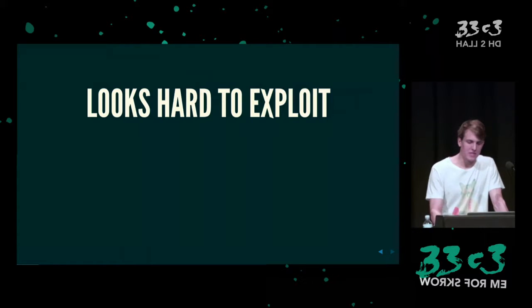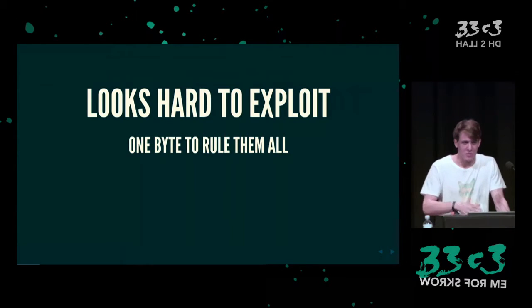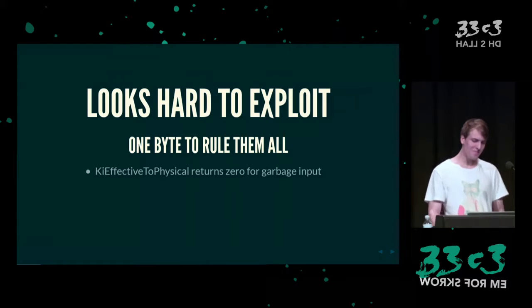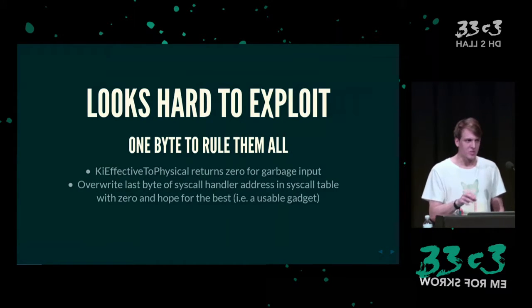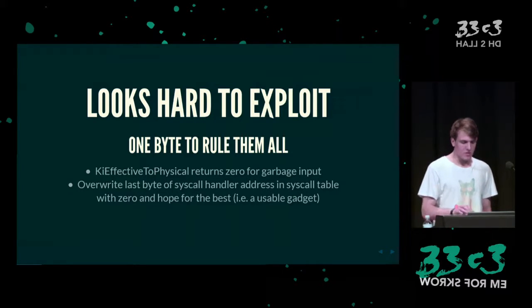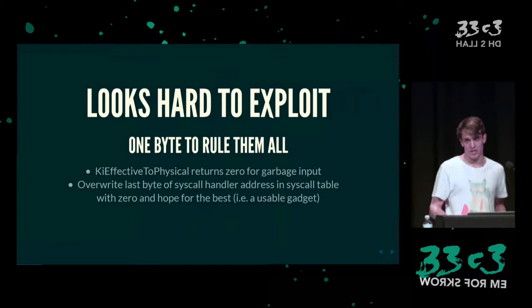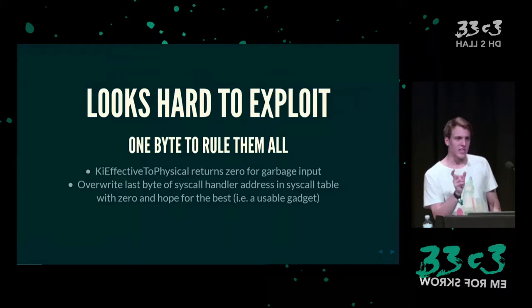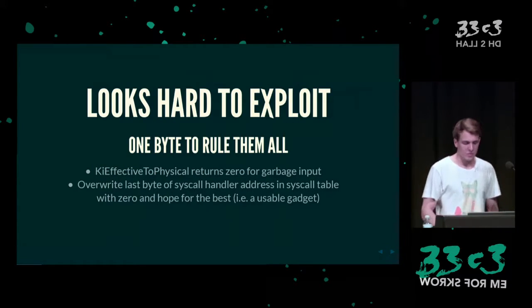conversion, but we actually only need 1 byte to exploit the kernel. And we do this by noting that this virtual-to-physical conversion function actually returns 0 for any garbage input we get. And there's a pretty high chance of the input to the function to be garbage if we point it to any part inside kernel data. So the strategy here is that we go into the syscall handler address table, and we overwrite the last byte for one particular syscall handler, and we hope that the new address actually points to some usable gadget. So we hope for the best, basically.